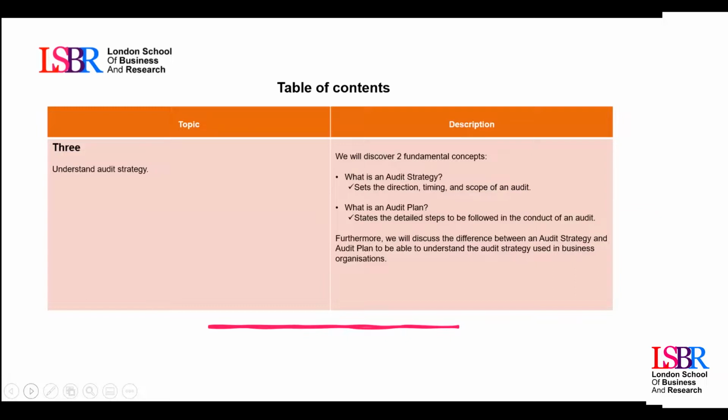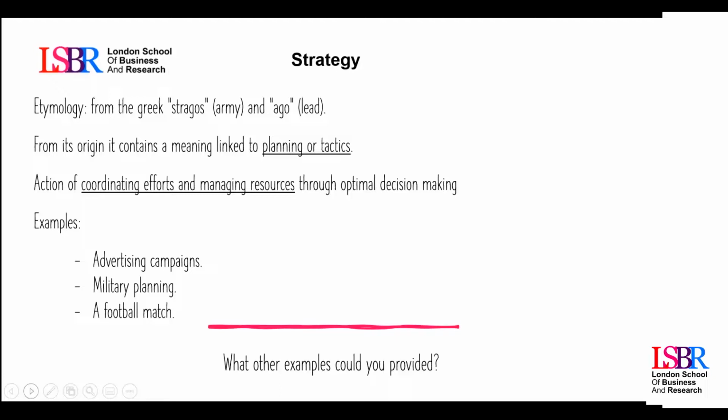Now, we are going to review section number 3. Now we are going to review what a strategy is. A strategy is very important when we start an external audit, because the strategy is the way in which we can be more efficient.